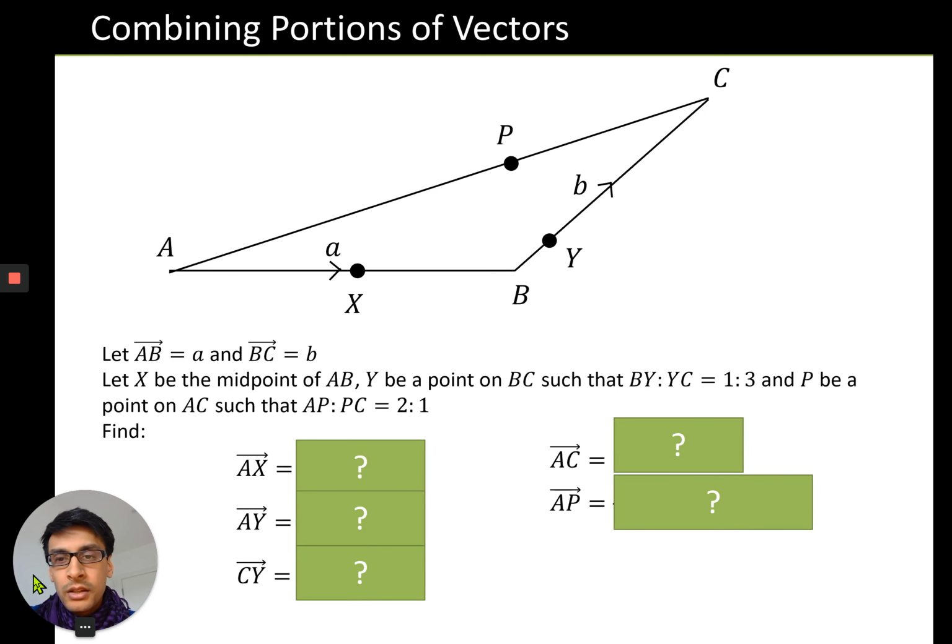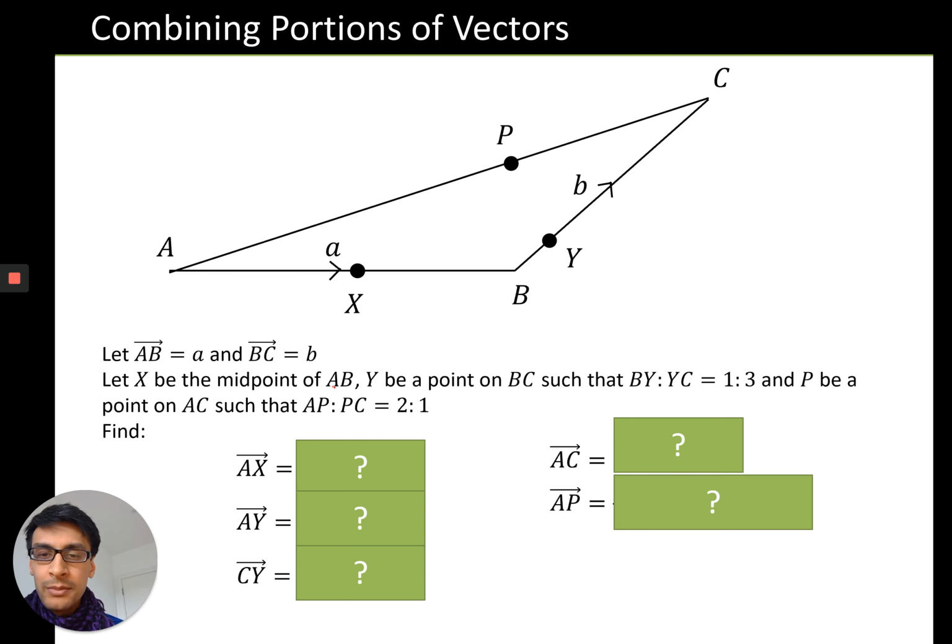Looking at combining portions of vectors and still really looking at ratios and roots here. Here's a question. Let OA be equal to a, so that's given to you already in the diagram, and BC is equal to b. And then you're also given some ratios here.